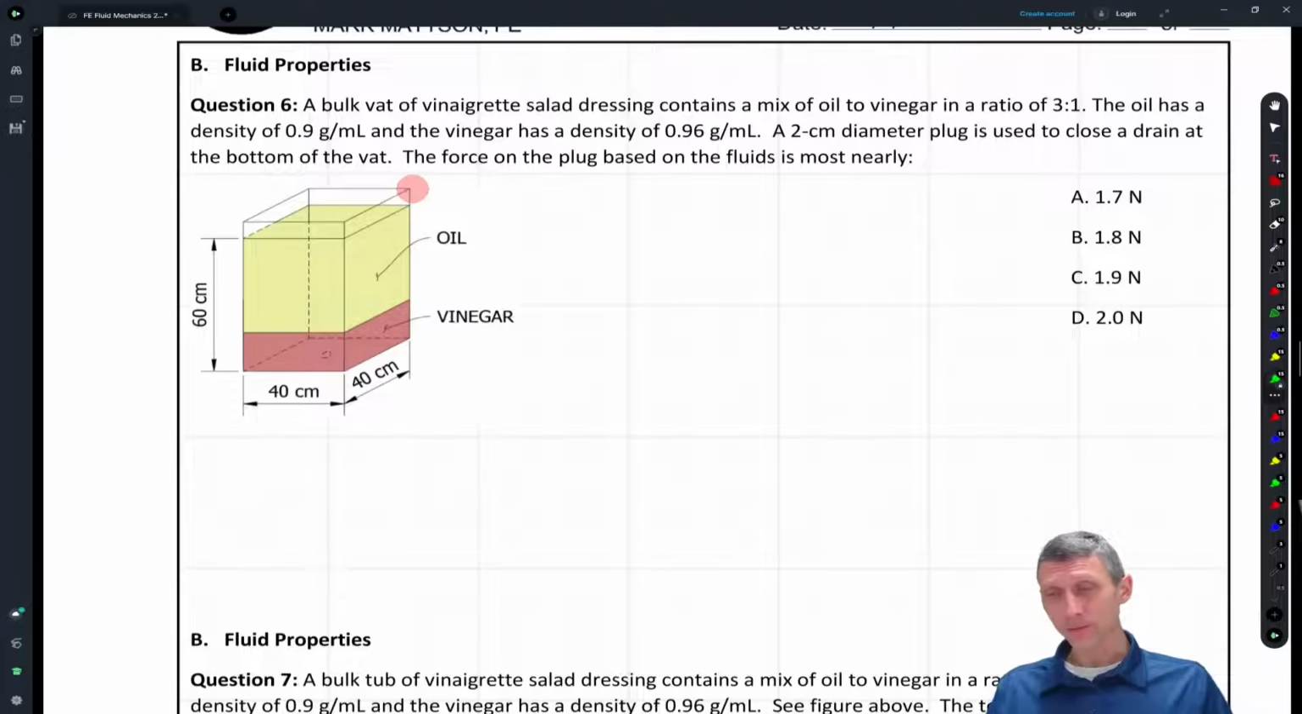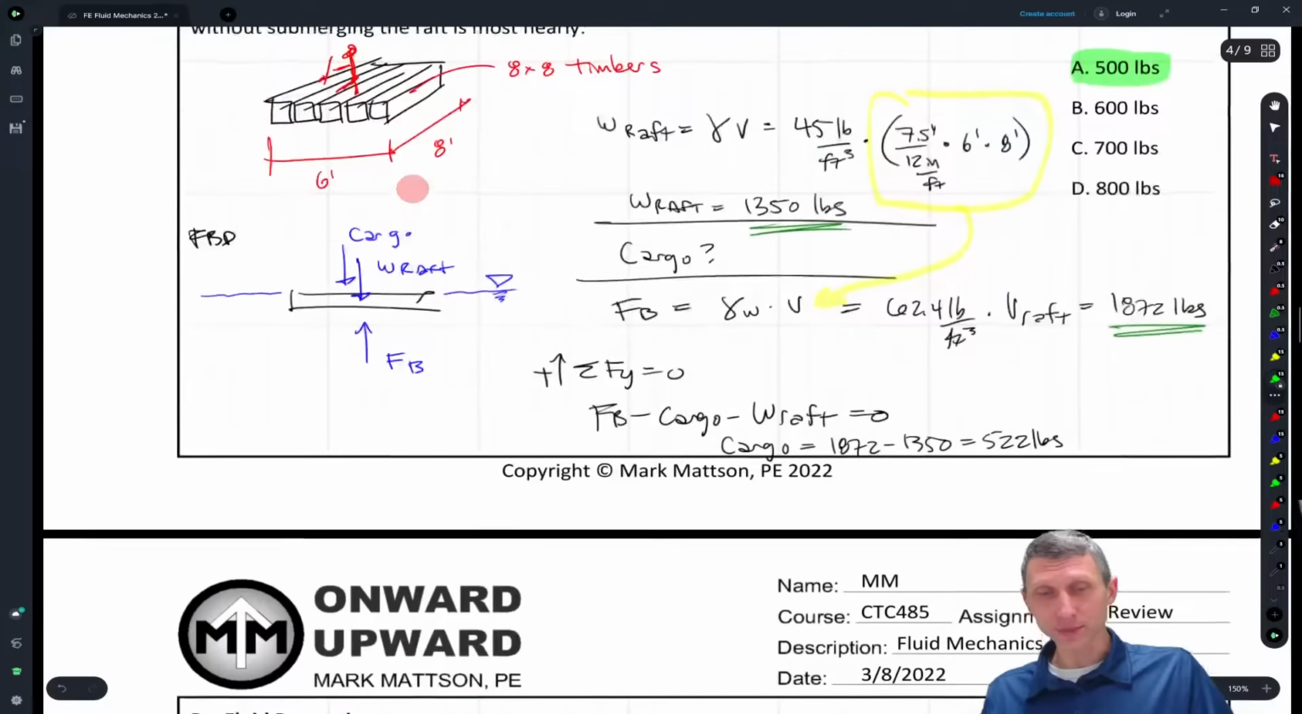So oil and vinegar, right? They're typically in a ratio of 3-to-1. So 7.5 over 12.